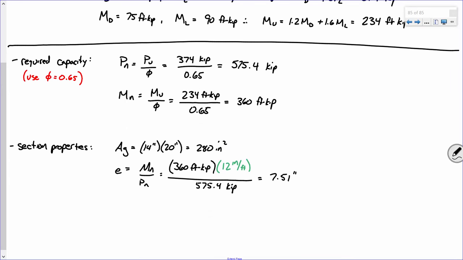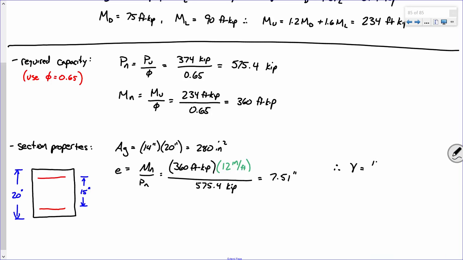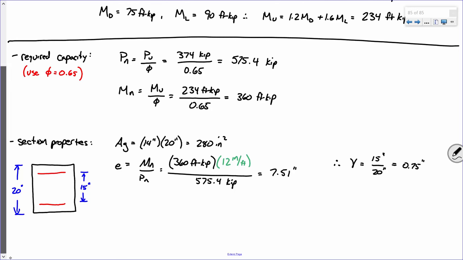Now, here's our section. It looks something like this. How tall is this section? Okay. Now, there's a layer of steel somewhere about right here, and a layer of steel somewhere about right here. What is this dimension? All right. So, what's gamma? Yeah, 15. 0.75. All right, sound good?